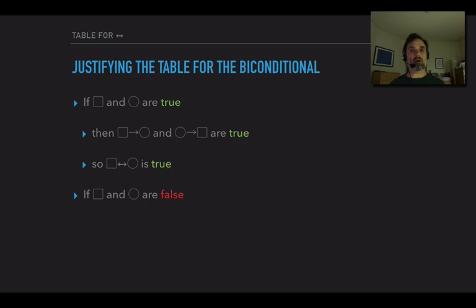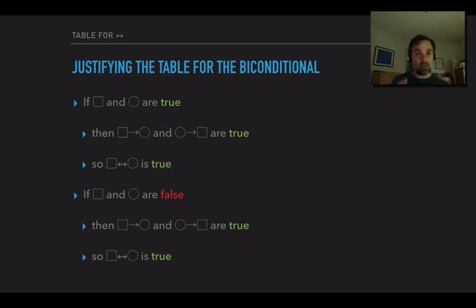Now suppose that box and circle are both false. Well, if we look at the truth table that defines the conditional, that would tell us that the two conditionals, if box then circle and if circle then box, are both true. Remember, on the last row of the conditional truth table, the conditional is true, and that's where we would be if both box and circle are false. Since both of the conditionals are true, the biconditional is true.